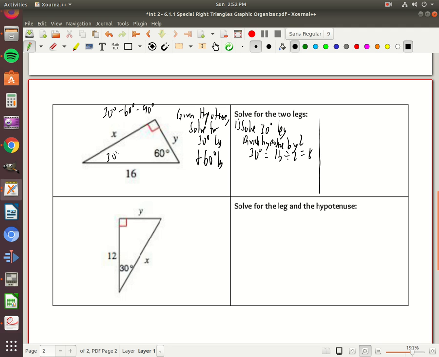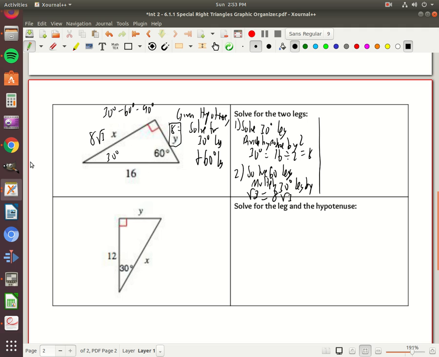So I know that this is my 30 degree side. This is 60, this is 30. This must equal 8. And then from there, to solve for the 60 degree leg, I'm just going to multiply the 30 degree leg by the square root of 3. And that's going to be, I think, by a mile the easiest way to do it. So I will get 8 times the square root of 3 for the 60 degree leg.